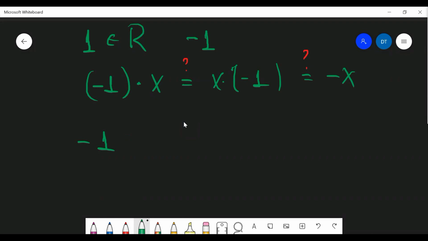No, you're not so far from the right approach. So you need to use the definition of the element minus 1. So what is the definition? The definition says that if you add 1 and minus 1, you will get 0. Let's multiply this by x on the right.